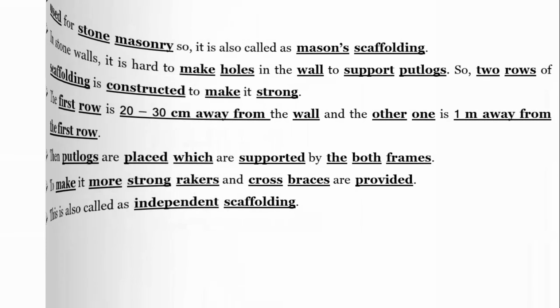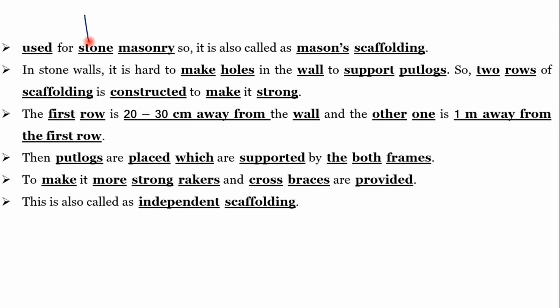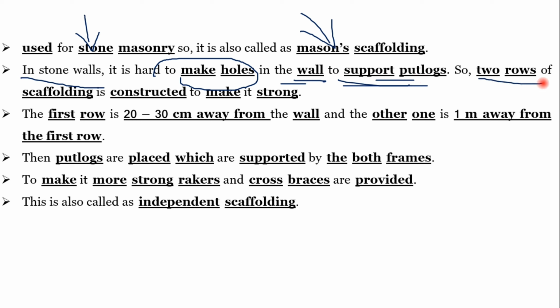Now, when we need to use stone masonry, at that time double layer scaffolding is used, and because of that reason it is also represented as mason scaffolding. In a stone wall, it is hard to make a hole in the wall to support the butt log. So two rows of scaffolding are constructed to make it strong. The first row is a maximum of 20 centimeter to 30 centimeter away from the wall, and the other one is 1 meter away from the first row.